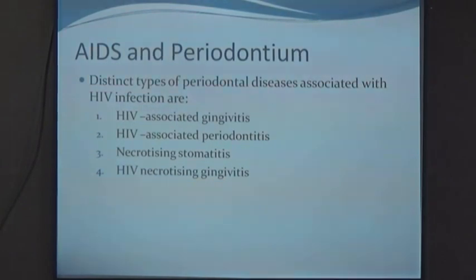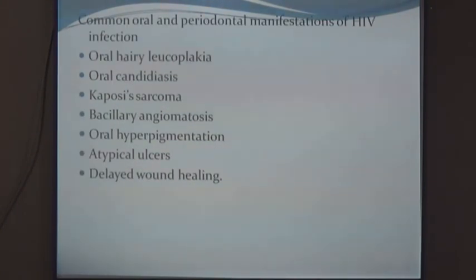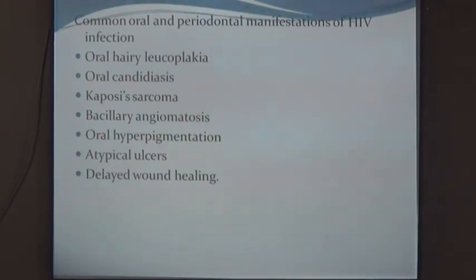AIDS associated, HIV associated periodontitis, necrotizing stomatitis, HIV necrotizing, these are different types of disease. Common oral things, you know, oral leukoplakia, oral candidiasis, Kaposi sarcoma. The main important things I want you to know here for the MCQ entrance, what they will ask, is atypical ulcers and defect in wound healing. So in HIV associated periodontitis or gingivitis and HIV associated lesions, you will have atypical ulcers and delayed wound healing.